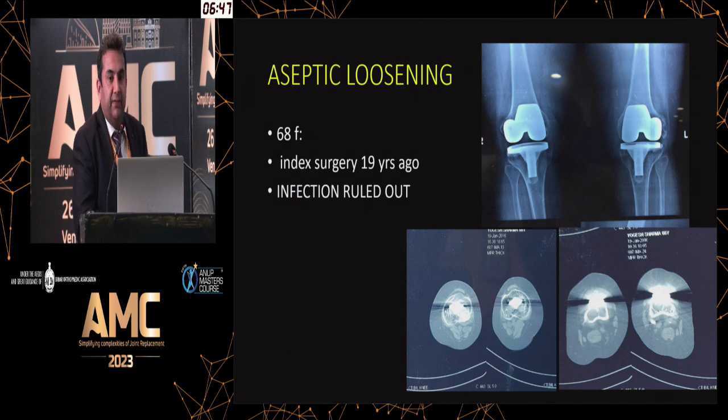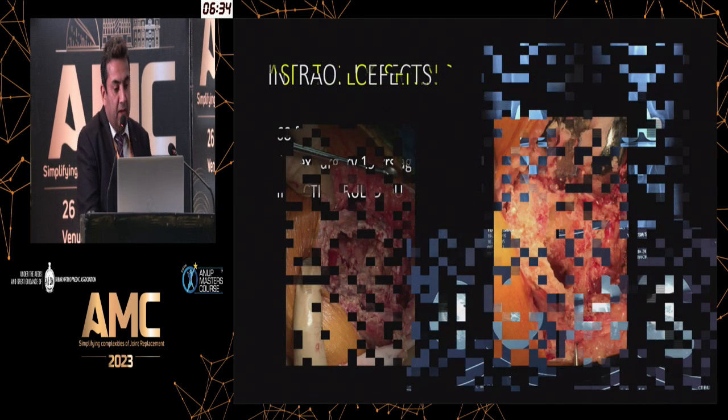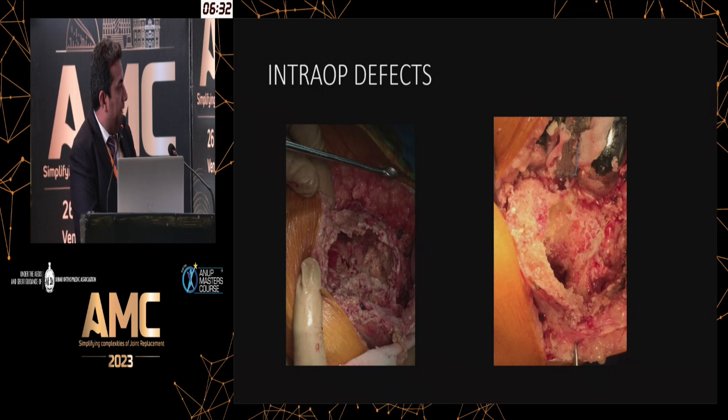Aseptic loosening in this case. So I'll take some cases now. Aseptic loosening, almost 19 years after the surgery, you can see the defects on the proximal tibia. The femoral defects could be delineated using the CT scans. And these were the intraoperative defects. Mind you, they are always more than what you see on the X-ray.